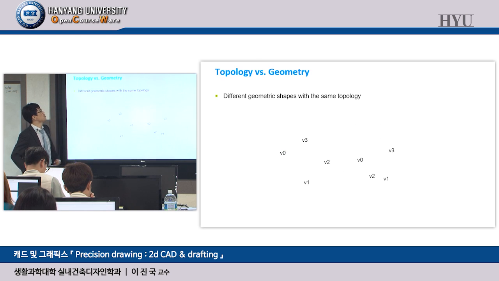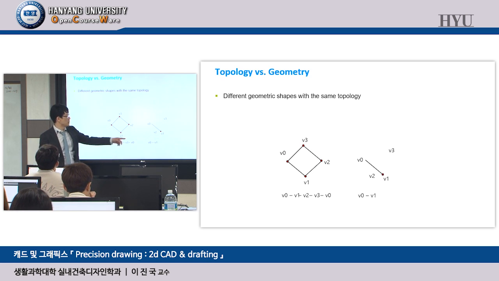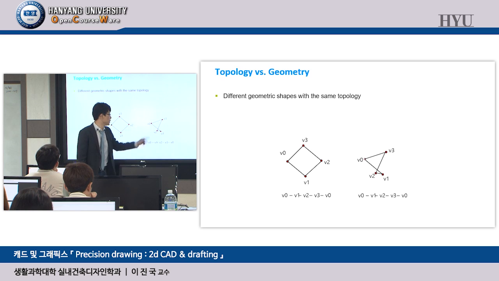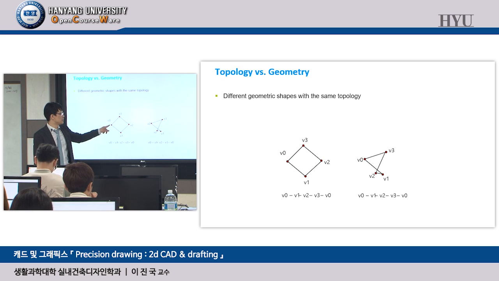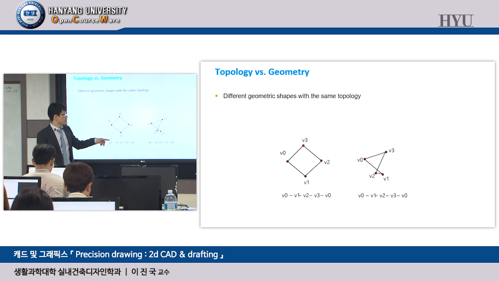Okay, let's take a look. Geometry versus topology, okay? Different geometric shapes with the same topology. Take a look. V0 through V1, V2, V3, and back to V0, okay? And take a look at this one. V0, V1, V2, V3, V0. Same topological relationship, but because of their different geometric locations, the output shapes look totally different, okay? Same topology, but different geometry, okay?